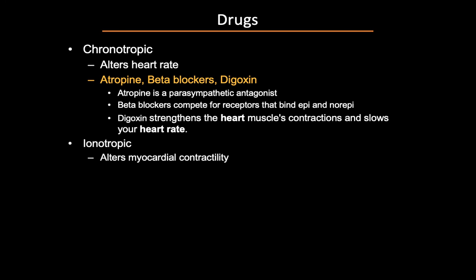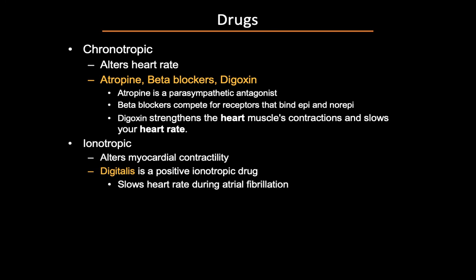Then you have inotropic medications, and they alter myocardial contractility. So this is very helpful, especially after that hypertrophy response. When the heart is starting to thin out, you might need to get the heart muscle either contracting harder, or sometimes you need the heart muscle to contract less. So digitalis is a positive inotropic drug. It slows heart rate, and we use this usually with atrial fibrillation, but a slow heart rate allows for greater cardiac contractility.